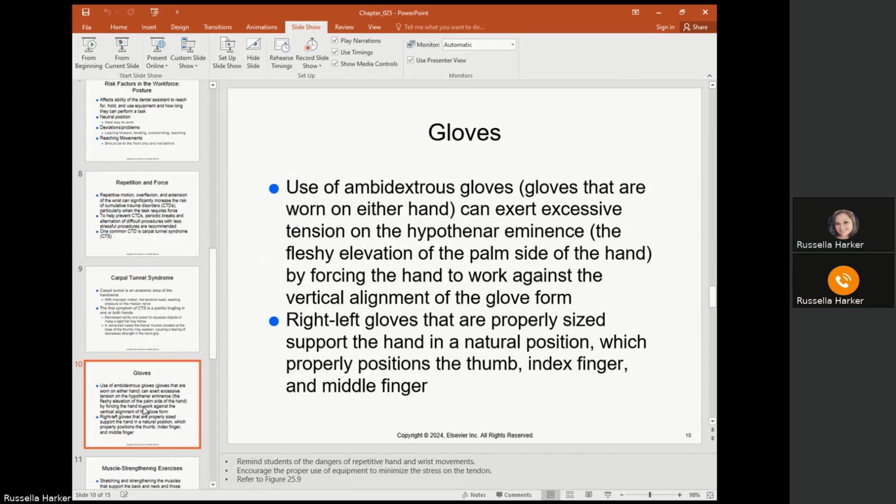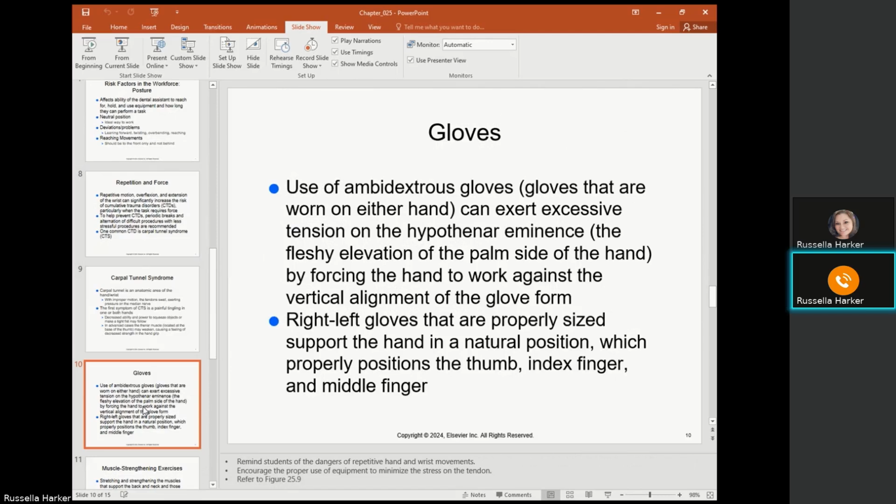With gloves, you're going to mainly be using ambidextrous gloves, meaning they can be worn on either hand. That can put excessive tension on the thenar eminence, or that fleshy elevation on the palm side of your hand between your index finger and your thumb. So that will put force on your hand by working against the vertical alignment of the glove.